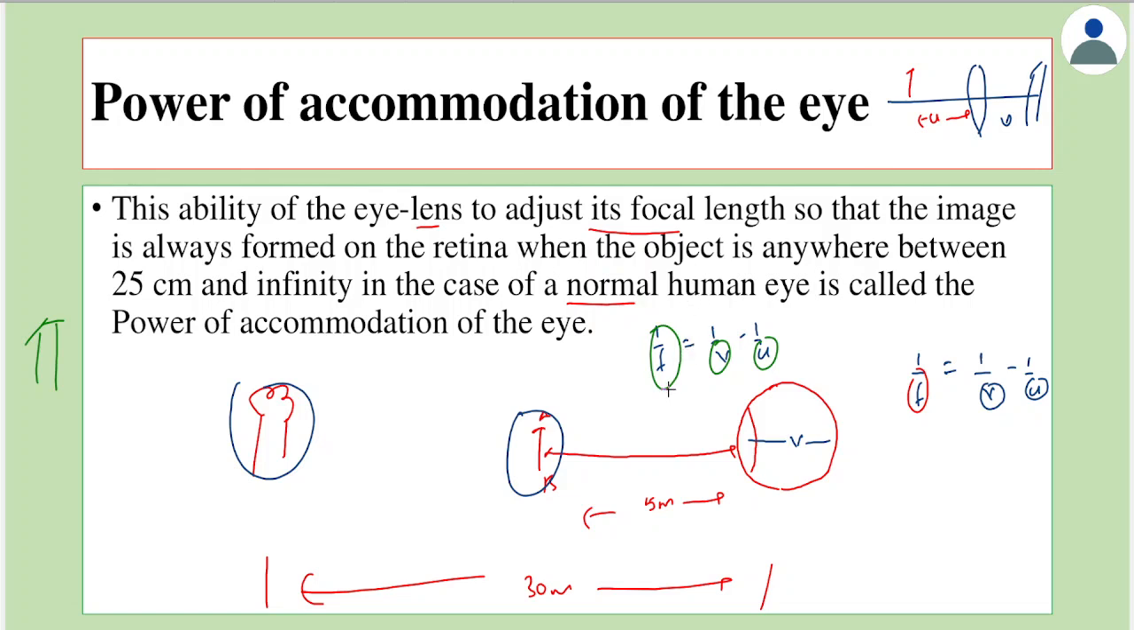This property of the eye is called the power of accommodation of the eye. It's basically the ability of the eye lens to adjust its focal length so that the images at different points are seen clearly by the eye.